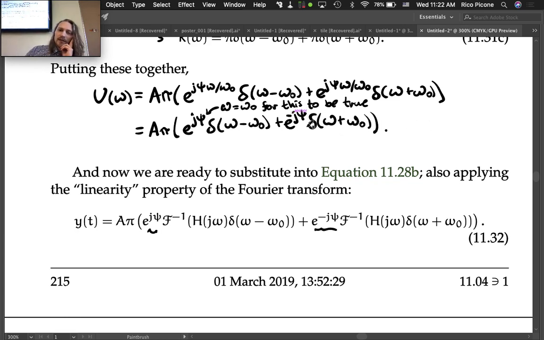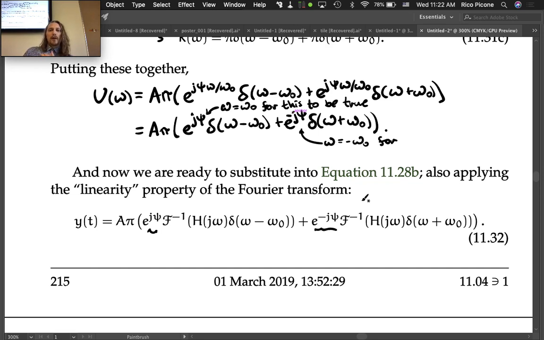Because in this one, omega has to be negative omega naught for this to be true, right? Because the delta wipes out this expression everywhere where omega is not equal to negative omega naught. So we can go ahead and plug in omega equals negative omega naught and simplify it.